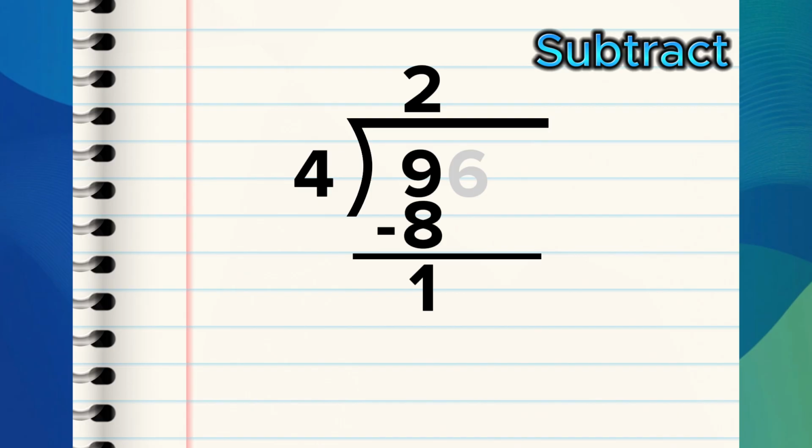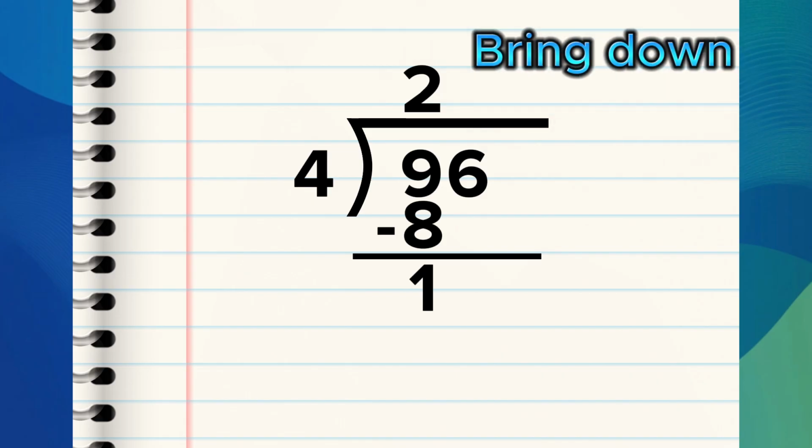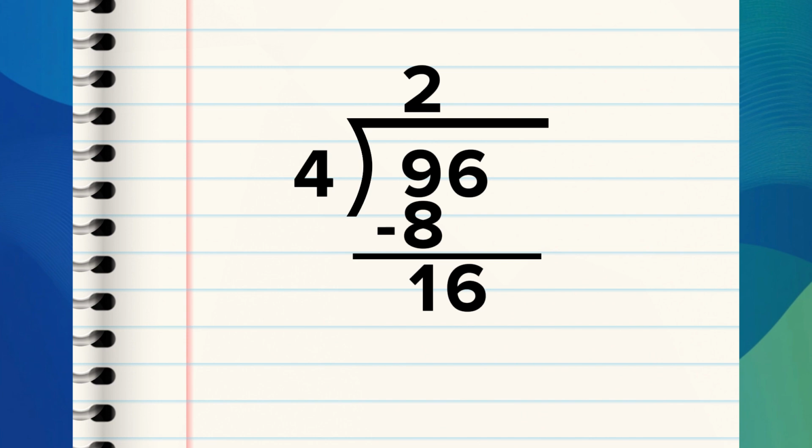But we're not done. We only divided the 9 in our problem, and we need to divide the entire problem. So the next step is to bring down the next number, which is our 6. We bring a copy of the 6 down and put it here, next to the 1. Now, we just repeat our steps.